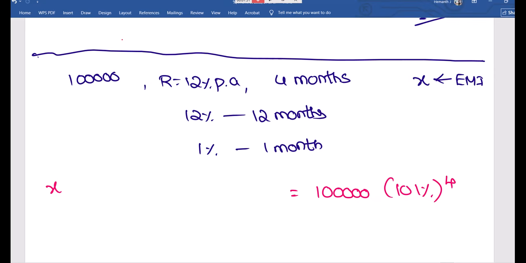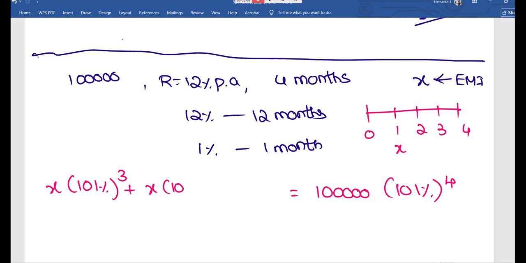It is with them for how many months? 101% whole power 3. 3 months only, sir. You paid after 1 month, so it is available with them for 3 months. 2, 3, 4. Second month EMI, 2 months. That's why whole square. Second month you are paying X only. Third month, 1 month. Fourth month you paid, then closed.